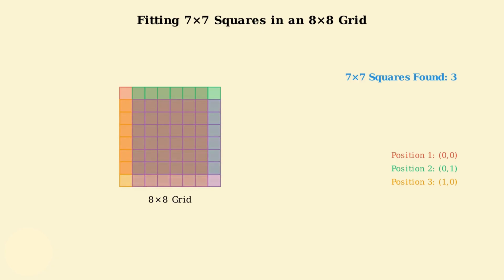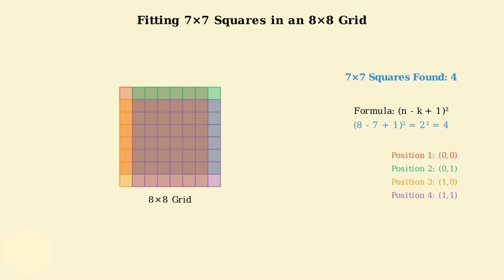Finally, the fourth 7 by 7 square starts from the second row and second column, occupying the bottom right area of our grid. This is the last possible position where a complete 7 by 7 square can fit. We can calculate this result using the formula (n minus k plus 1) all squared, where n is the grid size of 8 and k is the square size of 7. This gives us (8 minus 7 plus 1) squared, which equals 2 squared, which equals 4.